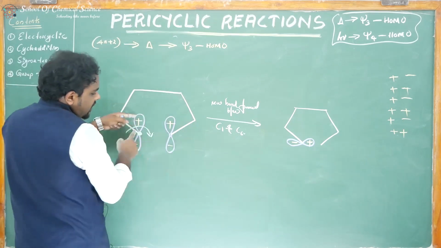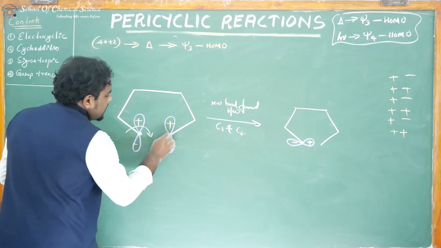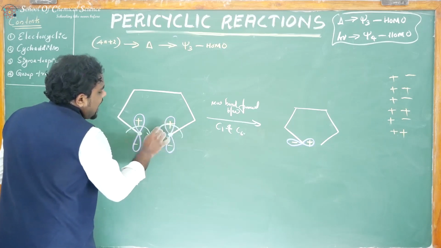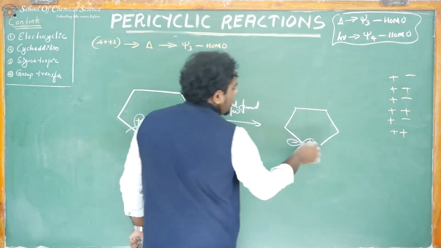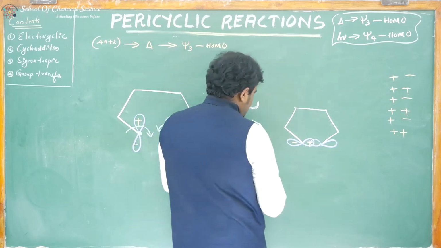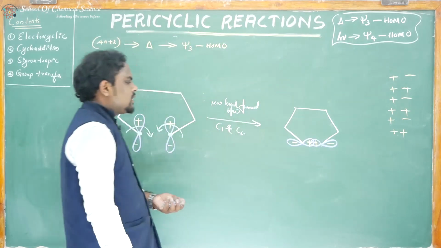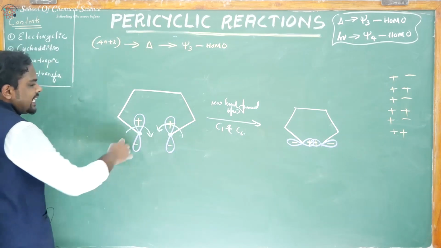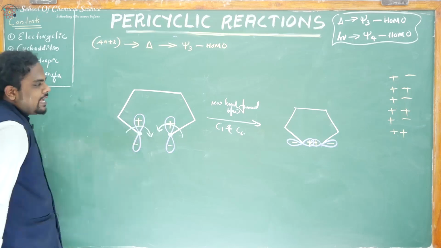If clockwise rotation, plus and minus come together. So here the sixth carbon is rotated anti-clockwise. So here overlapping takes place. This is plus and this is minus. A new bond is formed. So what type of rotation is here? First one clockwise, sixth one anti-clockwise.